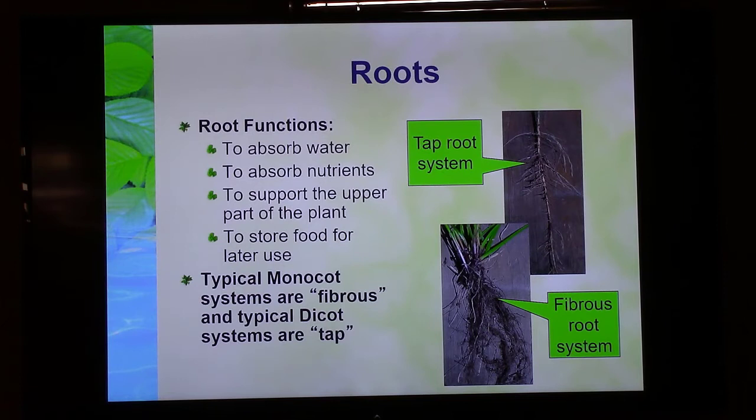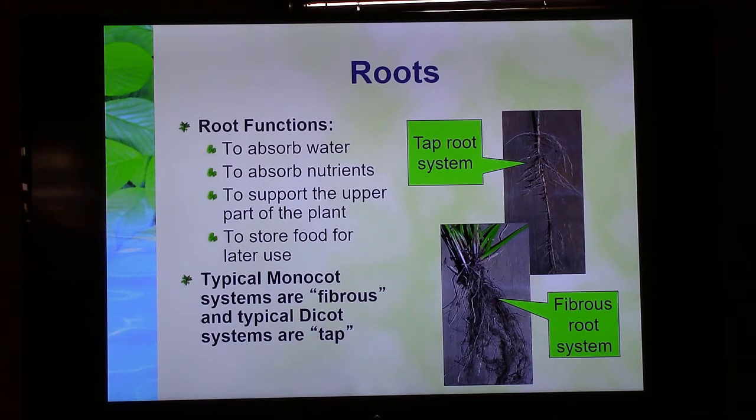Start with roots. I gave you an onion. Look at your onion. See those little roots? The longer you leave it in the plastic bag in the refrigerator, the more those little roots are going to grow. Okay?